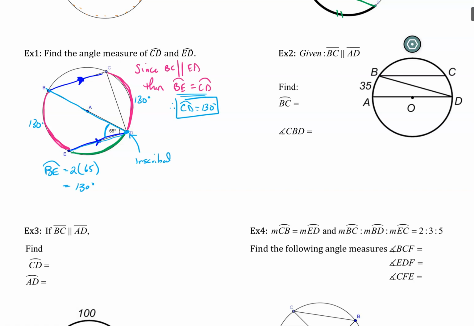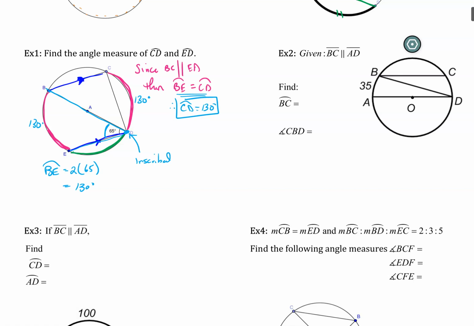If it was, I could call this X and say X plus 130 plus X plus 130 all has to equal 360 degrees, which is possible. But again, I'm not 100% sure at this moment that that is a guaranteed fact, so I can't just assume that from here. So we've got to get a little creative.